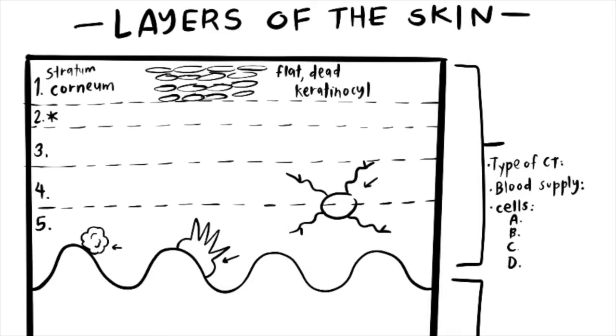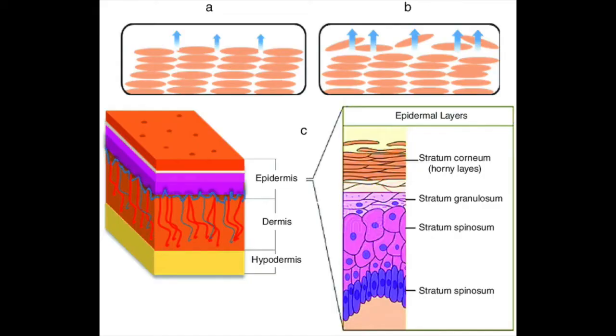The stratum corneum is basically a ton of squished keratinized cells together that creates a waterproof barrier. It is so many rows of flat, dead keratinocytes. Here is a close-up diagram of what the stratum corneum looks like.